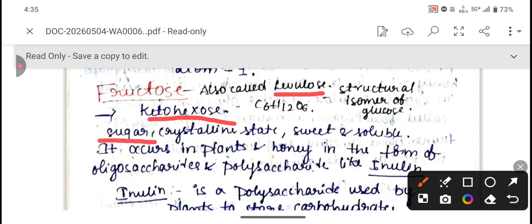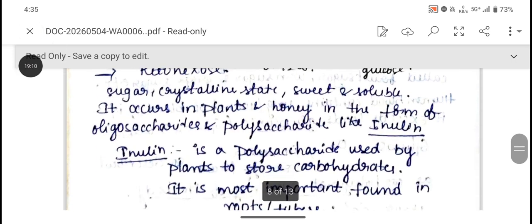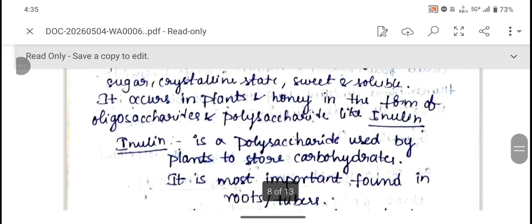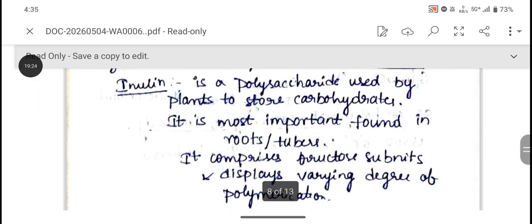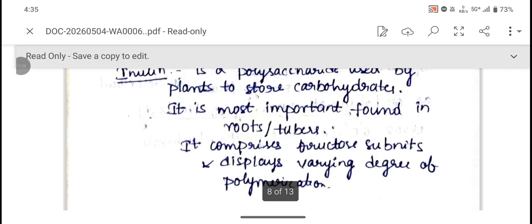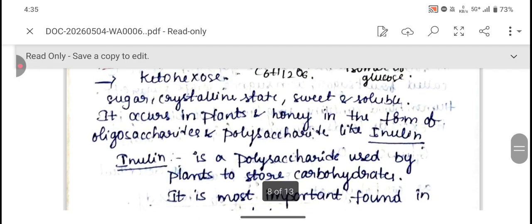And it is again a sugar. It is crystalline, sweet and soluble. It occurs in plants and honey in the form of oligosaccharide and polysaccharide like inulin. So what is inulin? Inulin is basically a polysaccharide used by plants to store carbohydrate. It is most importantly found in roots or tubers. It comprises fructose subunits and displays varying degrees of polymerization.